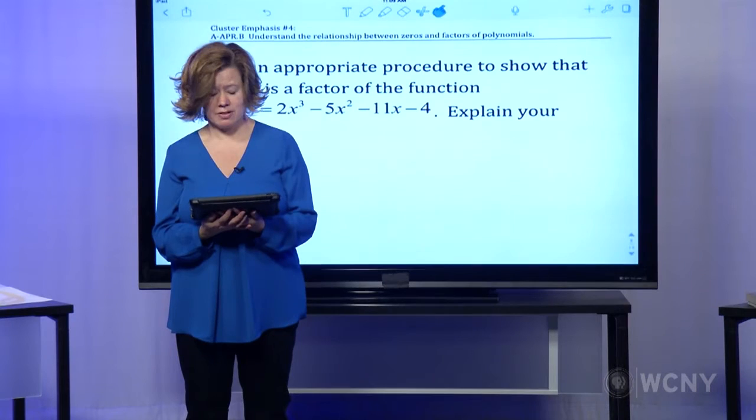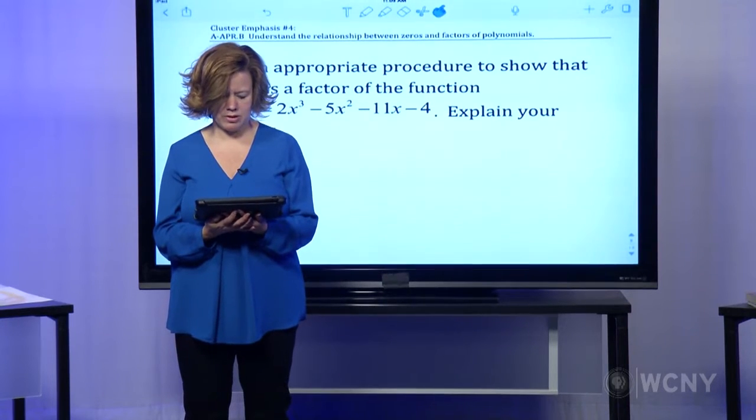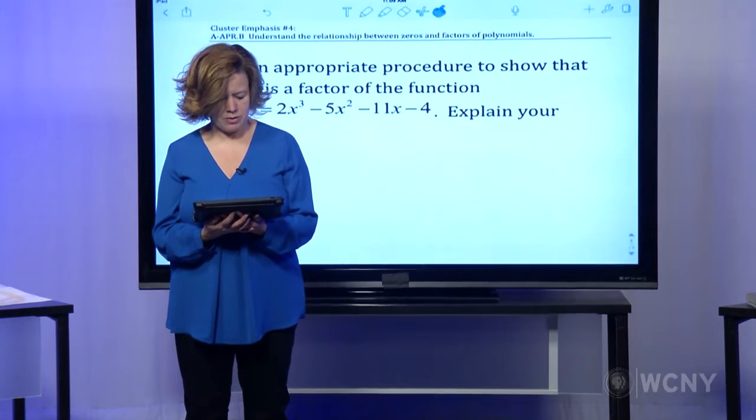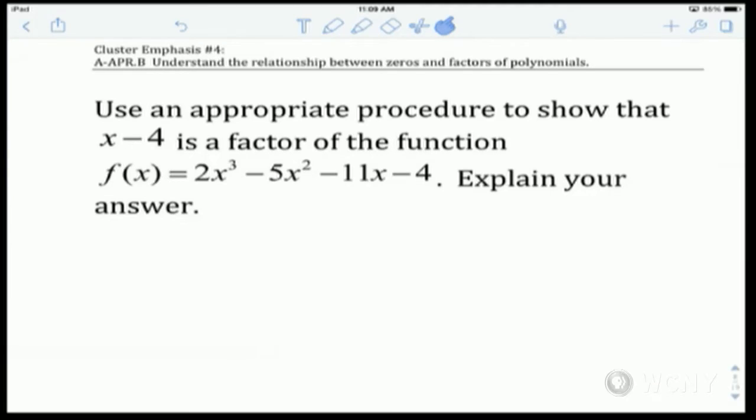For cluster emphasis number 4, we need to understand the relationship between zeros and factors of polynomials. Here we're asked to use an appropriate procedure to show that x minus 4 is a factor of the function f of x equals 2x cubed minus 5x squared minus 11x minus 4, and then explain your answer.